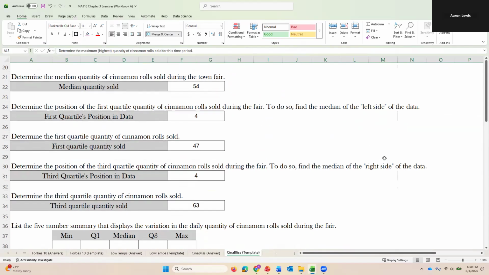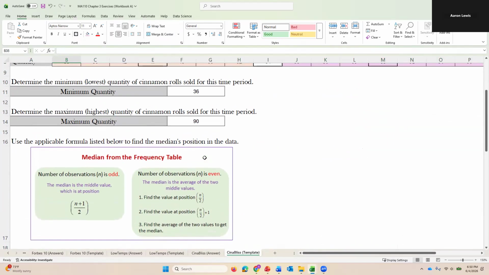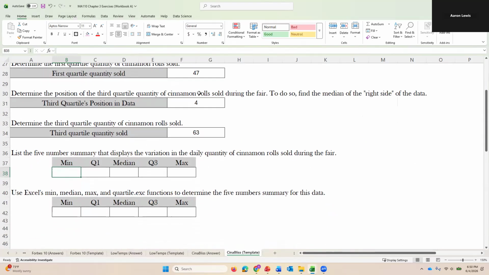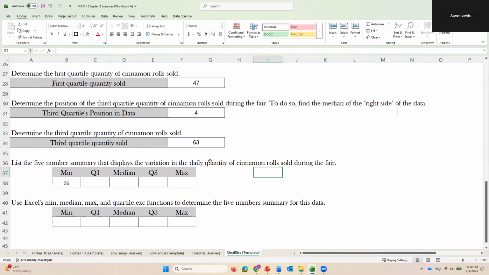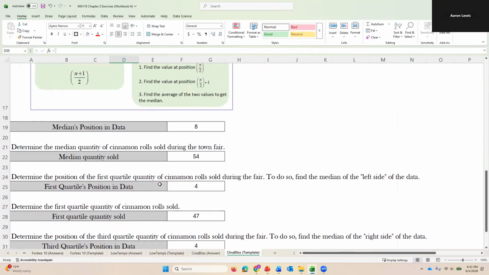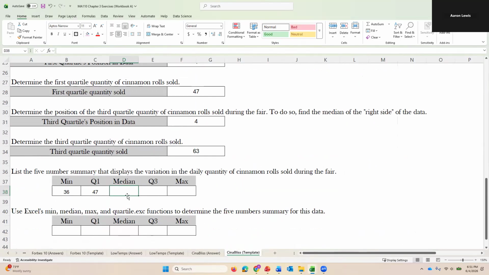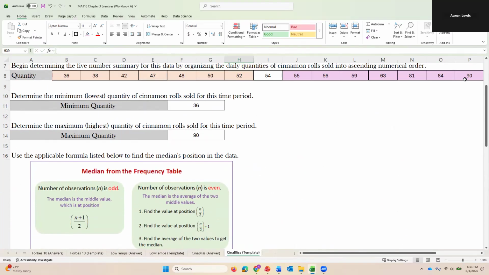And our 5-number summary is going to be everything that we just found. The min was found way up in the beginning. It was 36. That was the least amount of cinnamon rolls that they sold on any single day during this fair. The first quartile we just determined over here was 47. The median we determined up above was 54. And the third quartile was 63, found right here. And then finally, the max we found up on top was 90, the highest number in our list.